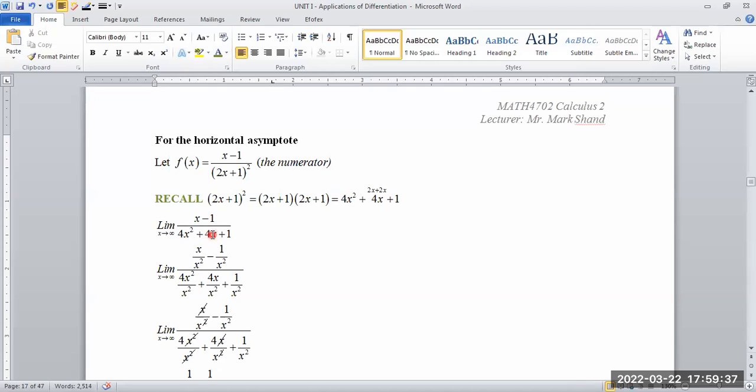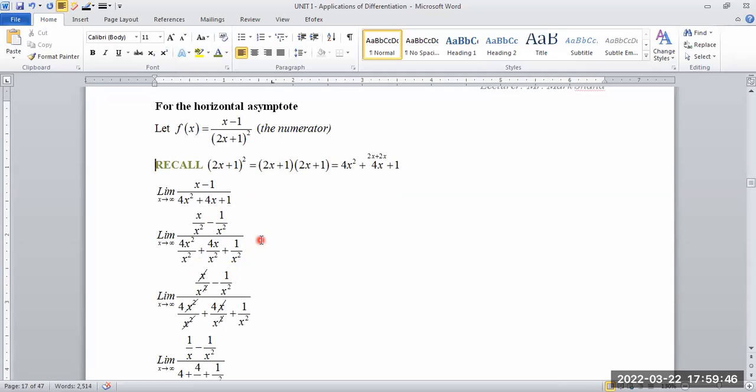And then, because we're calculating the limit of a function, the highest power is going to be x squared, so we're dividing through everything by x squared. So do you know this enough? I'll run through this part now.